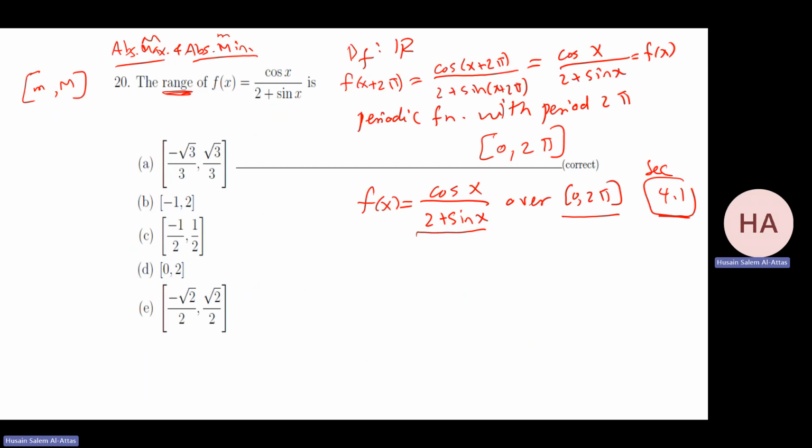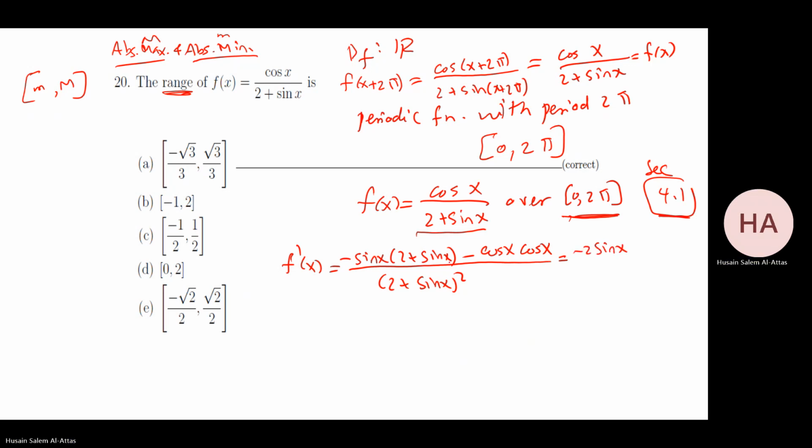Since I can restrict the function to that interval, and since the rest is a copy, if I have an absolute maximum over this interval, then I have an absolute maximum over R. And the same thing for the absolute minimum. So we'll do f prime. F prime will be what? Minus sine x times the denominator, minus cosine x, over this. So I'm getting what? Minus 2 sine x minus sine squared x minus cosine squared x, that is minus 1, over this.